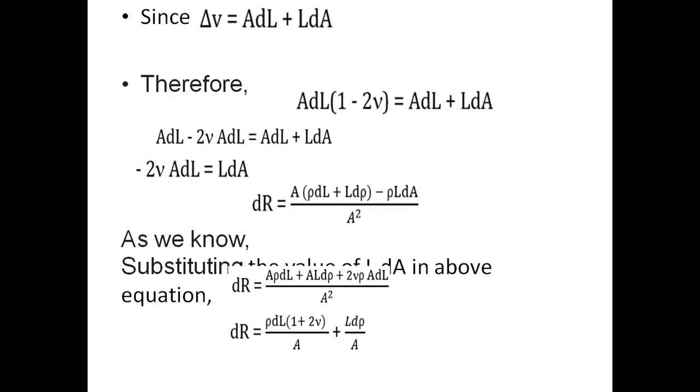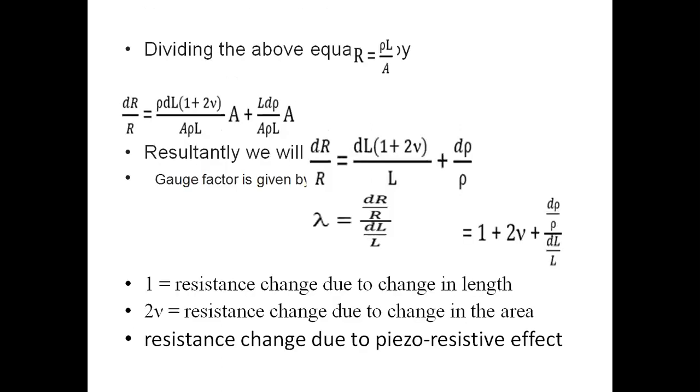So dR is equivalent to A of rho dL plus L into d rho minus rho L dA divided by A squared. As we know, we'll be substituting all this in this equation. So dR is equivalent to A rho dL plus AL d rho plus 2V rho AL dL divided by A squared. Take the common factor 1 plus 2V, so we'll get rho dL into 1 plus 2V divided by A plus L into d rho divided by A.